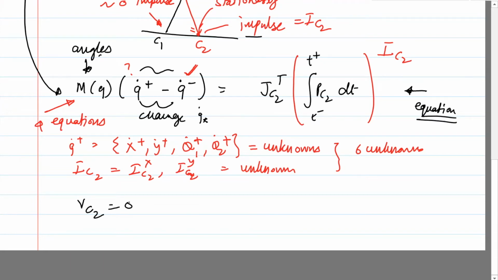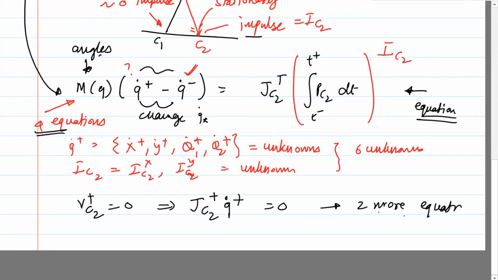But what is the velocity of C2? It can be written in terms of the Jacobian. So the velocity of C2 is the Jacobian of C2 times, and this is basically the velocity after Footstrike, right? Not before. Before it was not 0. After Footstrike it's 0. So it's JC2 positive times q dot positive, and that's equal to 0. So this is basically two more equations. So now we have 4 plus 2, 6 equations, and we have 6 unknowns, and we can solve it.